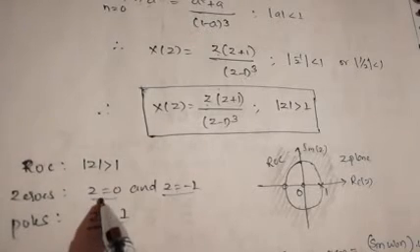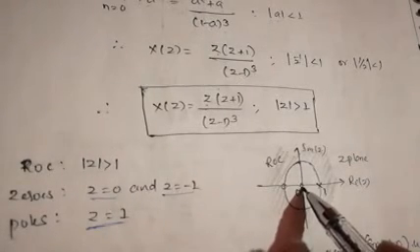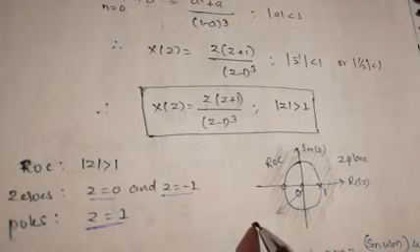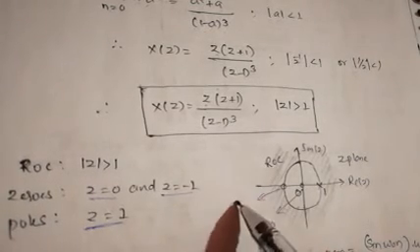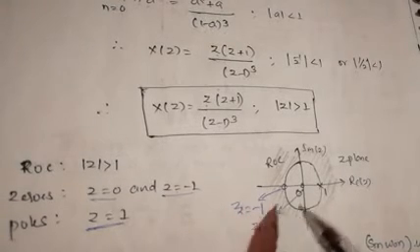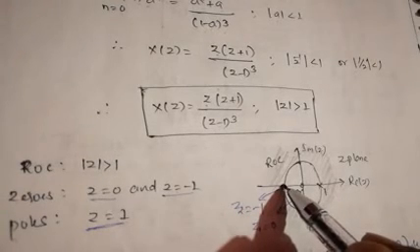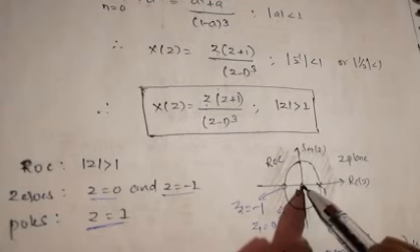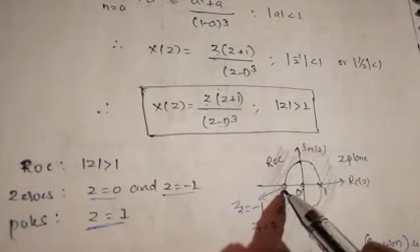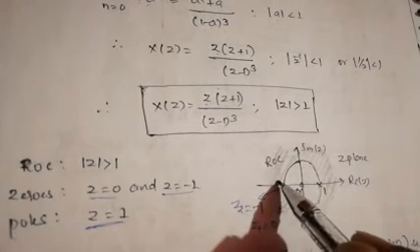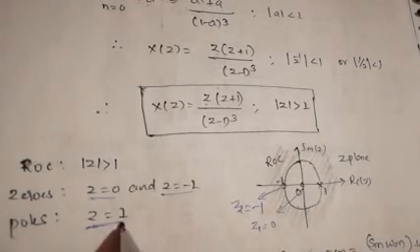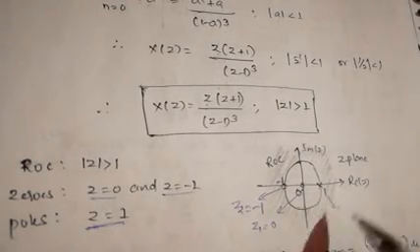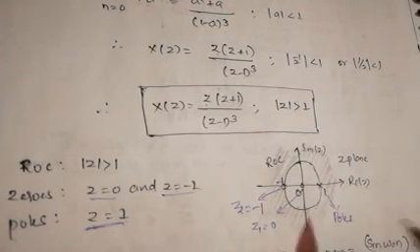There are two zeros, the first zero at the origin and the second zero at minus 1. We know zeros are plotted as circles, one at the origin, another at z equal to minus 1. Next, the pole at z equal to 1. So this is our pole. Yes, thank you.